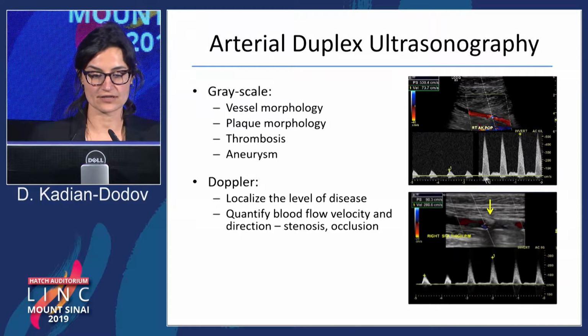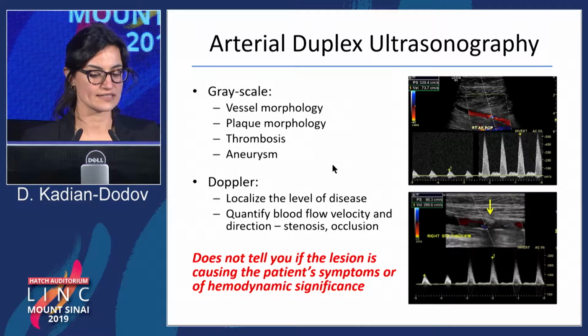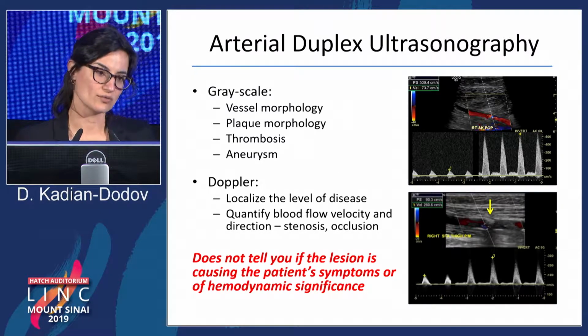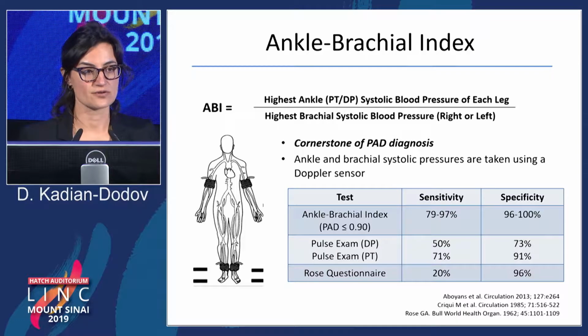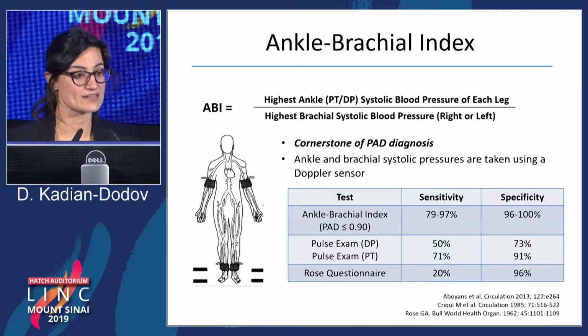So you can hopefully make out here a velocity shift at the level of turbulence in an area of cholesterol plaque consistent with stenosis. This does not tell you if this lesion is causing the patient's symptoms or if it's of hemodynamic significance. So this is not the test you want to get when you want to know if PAD is responsible or a blockage is responsible for the patient's symptoms. So physiologic testing with the ABI is what you want to get.